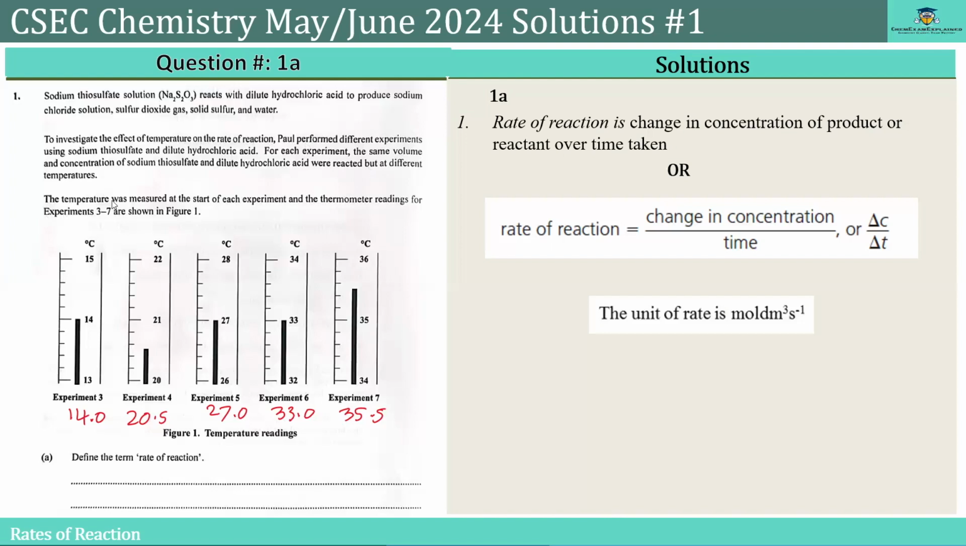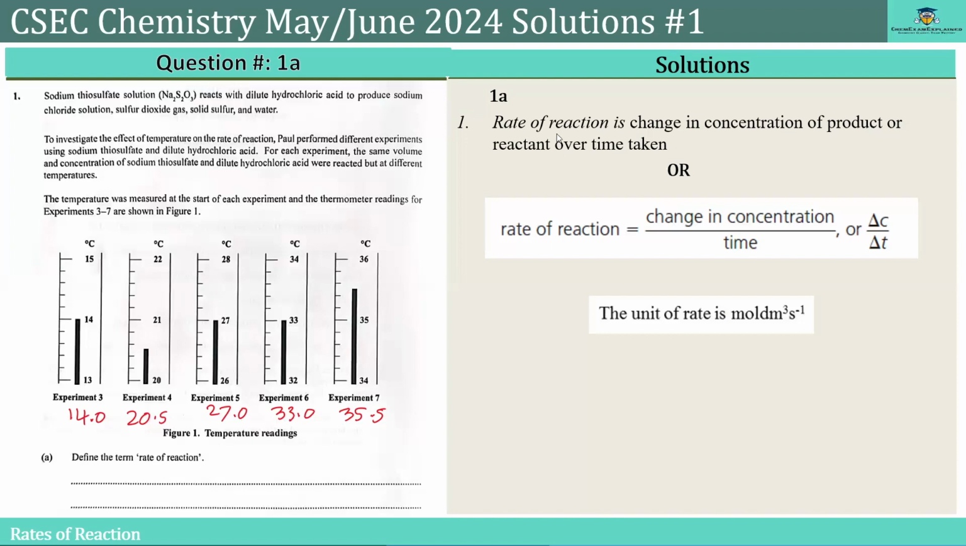Now the temperature was measured at the start of each experiment, and the thermometer reading for the experiments 3 to 7 are shown in figure 1. So here we have figure 1, which represents our temperature readings. We'll come back to look at the values. 1 part A. Define the term rate of reaction.